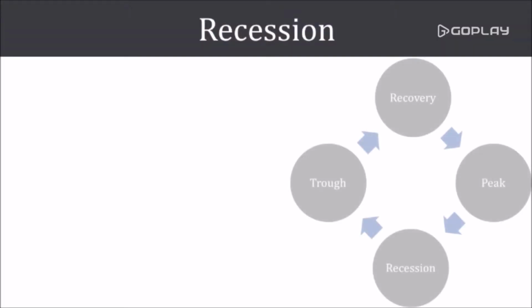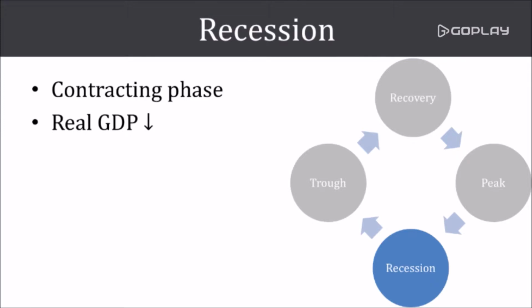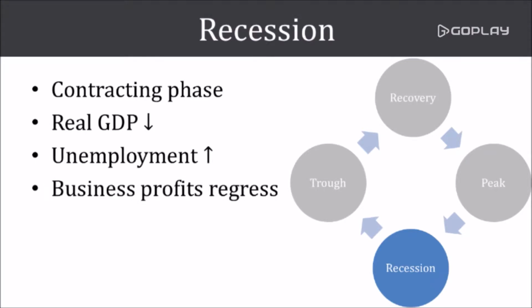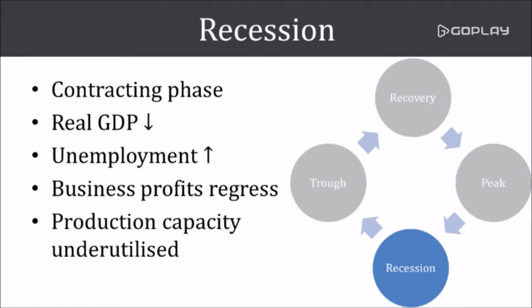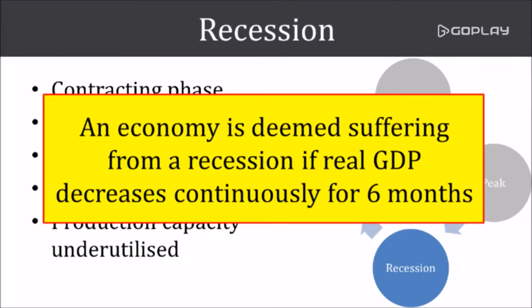A recession is the contracting phase of the business cycle. Real GDP is decreasing. Unemployment is increasing. Business profits are regressing and production capacity is getting underutilized. Please note that an economy is deemed to be suffering from a recession if it has experienced 2 quarters of negative economic growth continuously. 2 quarters meaning 6 months.